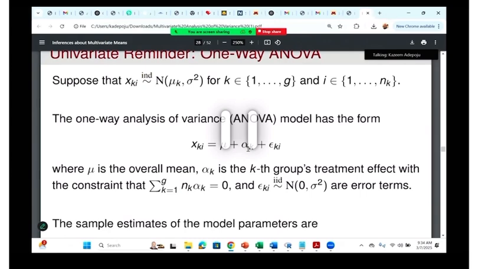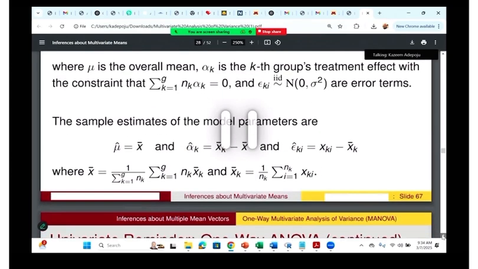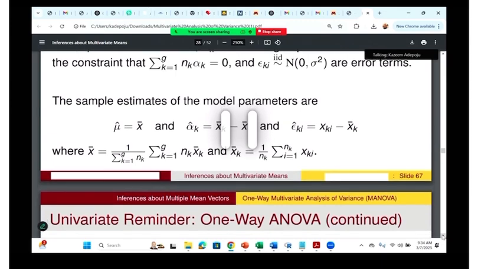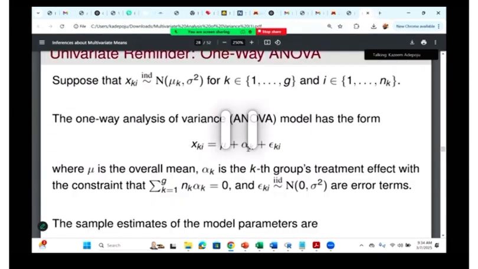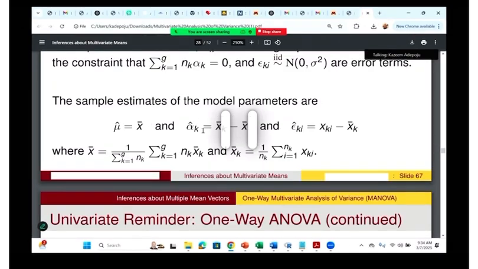The treatment effect. Now, that is for the univariate. In the univariate ANOVA, we just want to tell you how you find the sample mean, how you find the treatment effect, how you estimate the error, and so on like that. How do you find the overall mean? How do you find the group mean? You've done that in univariate.